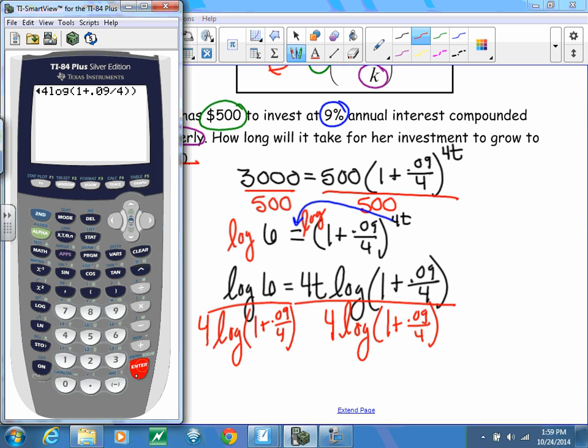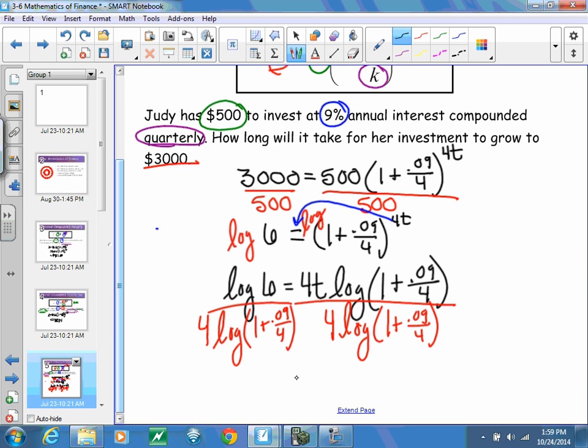And so when I hit enter here, I get 20.13. So it's going to take approximately 20 years for this $500 to become $3,000 at that rate, being compounded quarterly.